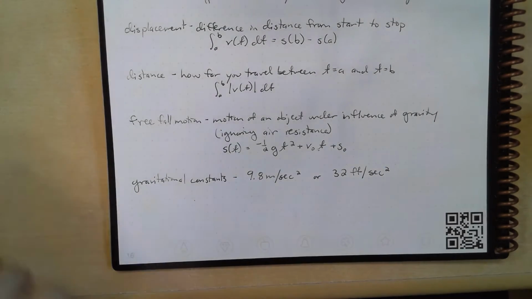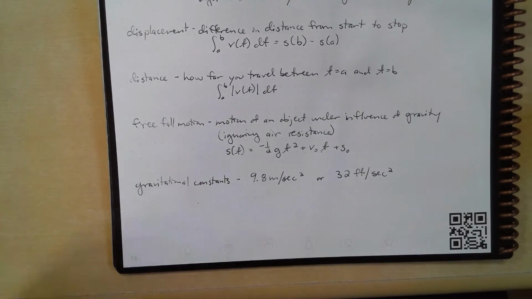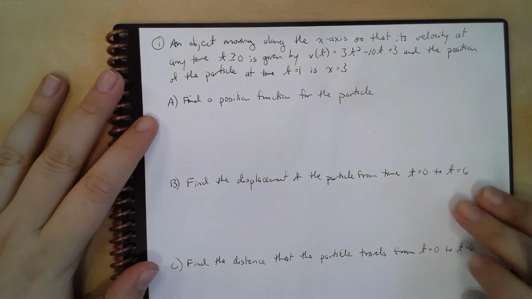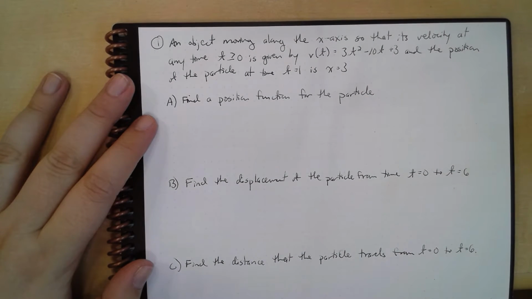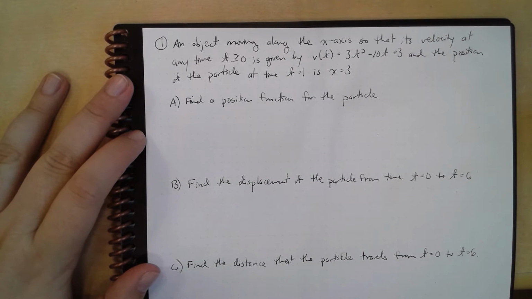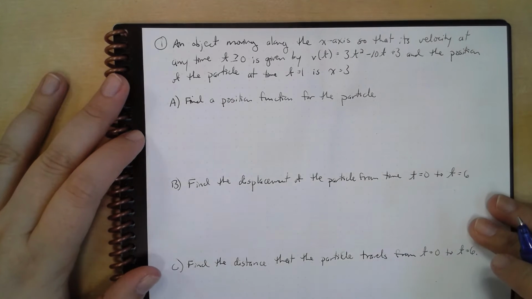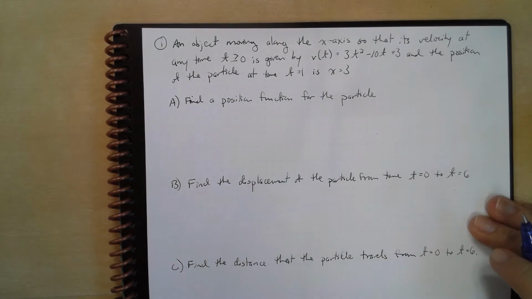But we have two examples we're going to go through, and then in class we'll be working on some problems together. So an object moving along the x-axis, for t greater than or equal to 0, has velocity given by v of t equals 3t squared minus 10t plus 3, and the position of the particle at time t equals 1 is x equals 3. We want to find a position function for the particle.